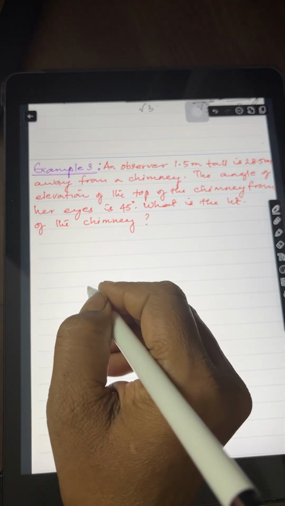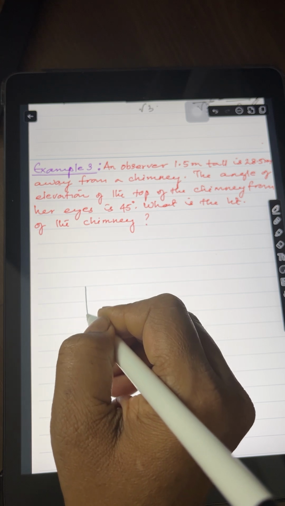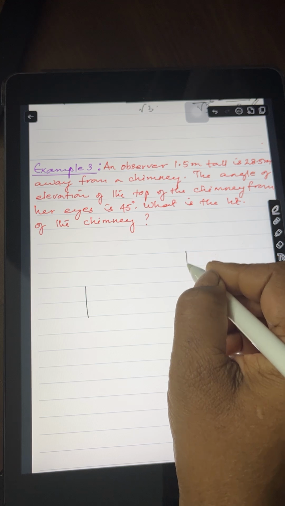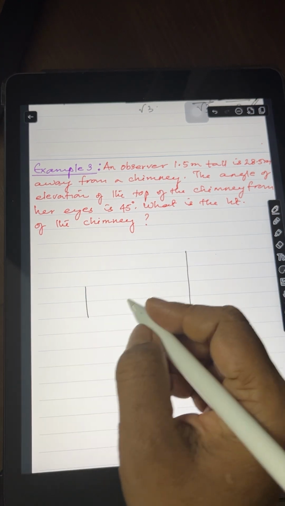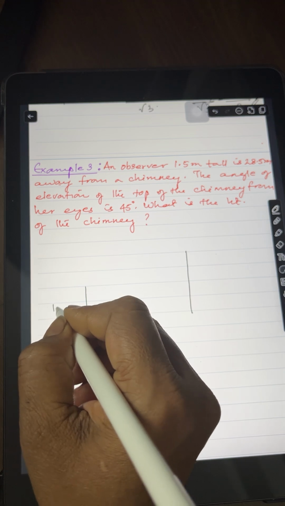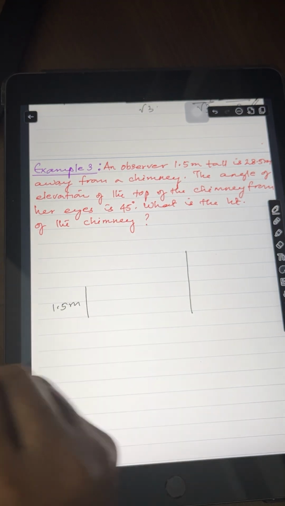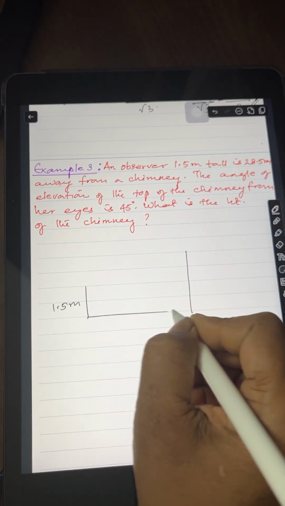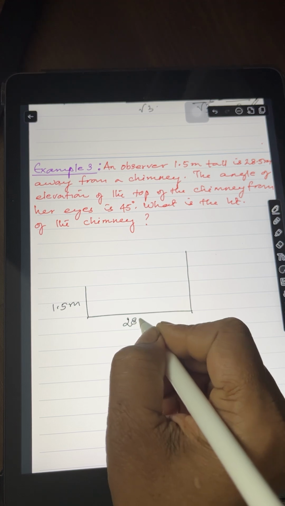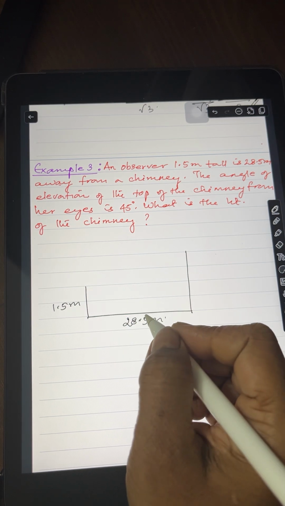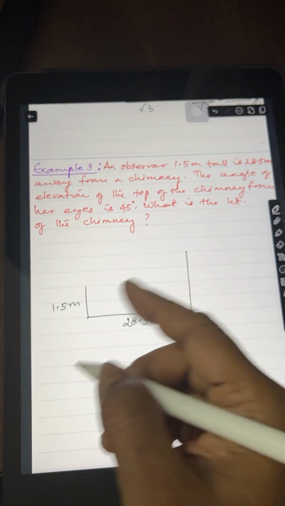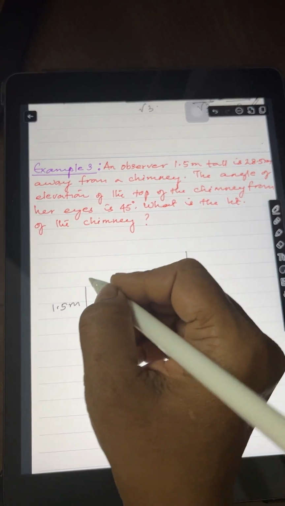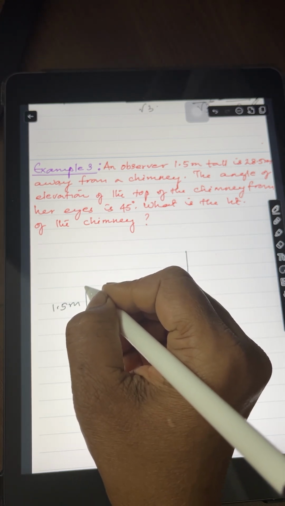Okay, so what all is given? The height of the boy is given, then the distance between the chimney and the boy is given. An observer 1.5 meter tall, this is the observer, and here is the chimney, and he's saying the distance between the chimney is 28.5 meter. The angle of elevation of the top of the chimney from her eyes is 45 degree, which means the observer's eyes will be on the top.